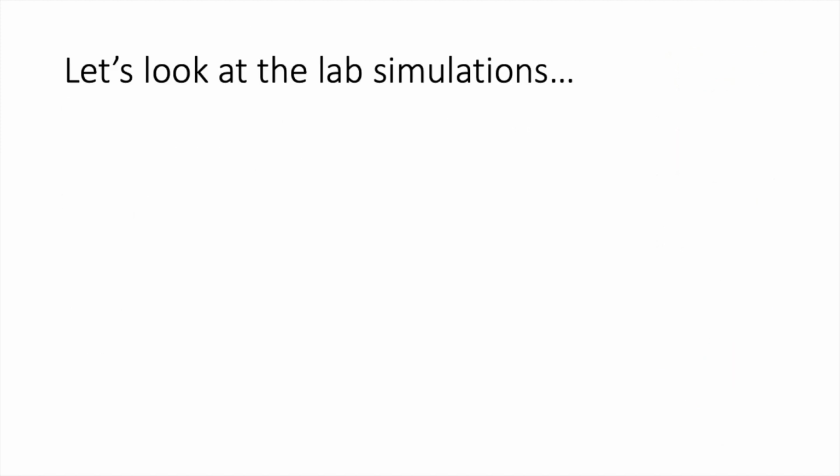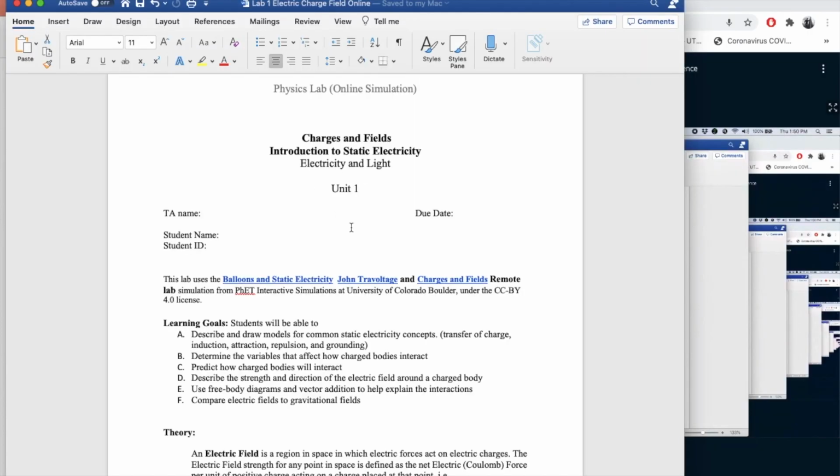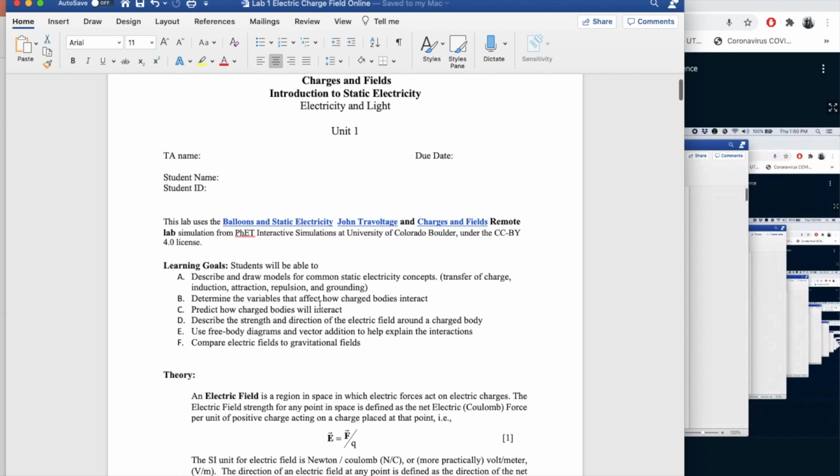I think we are ready to look into our lab simulations. The online simulations for charges and fields, basically an introduction to static electricity. The course is electricity, magnetism, and light, Unit 1. You can complete your TA information here. Write the due date based on when the TA sets it. Write your name and student ID. This is very important.